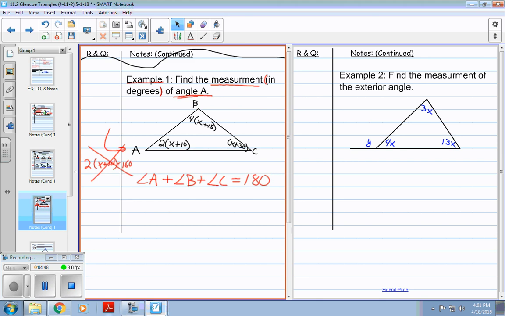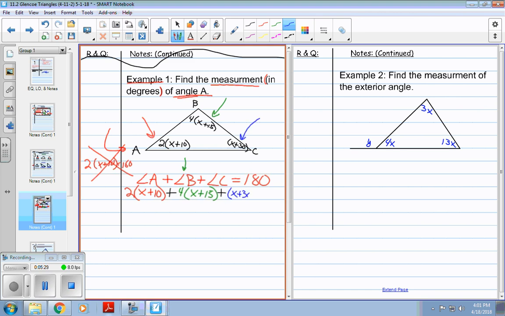So right now, what we're about to do is we're going to substitute the expression for angle A into the actual equation we've created. So angle A's expression is 2 parenthesis x plus 10. We bring down the plus sign, and now we're going to substitute angle B's expression in where there is angle B in our equation. Then we have to add angle C, and angle C also has an expression. So we're substituting in for it now.